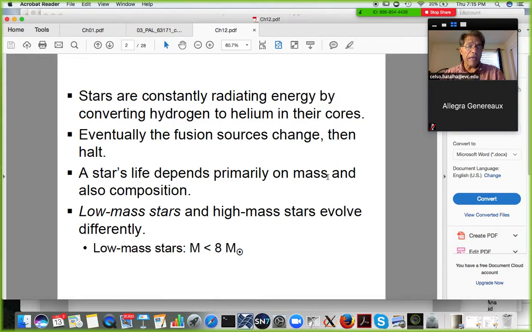So high mass stars, more massive than about 8 times the mass of our sun, undergo evolution very fast. Whereas low mass stars are stars that have much less mass than 8 solar masses. For instance, our sun is a typical low mass star. Most of the stars in the galaxies are less massive than the sun.